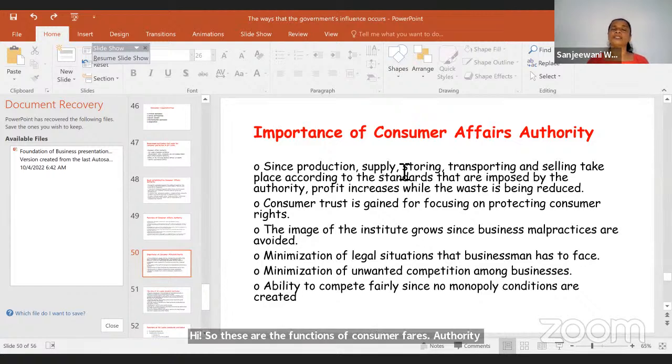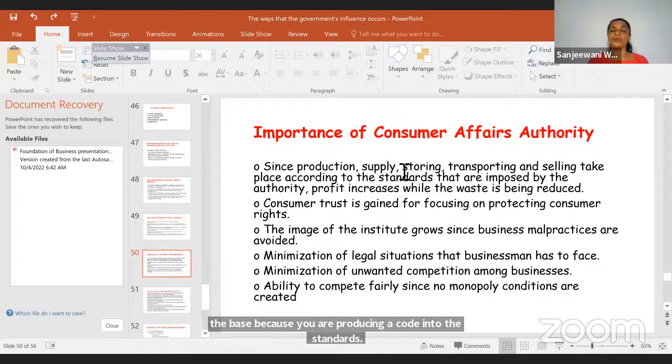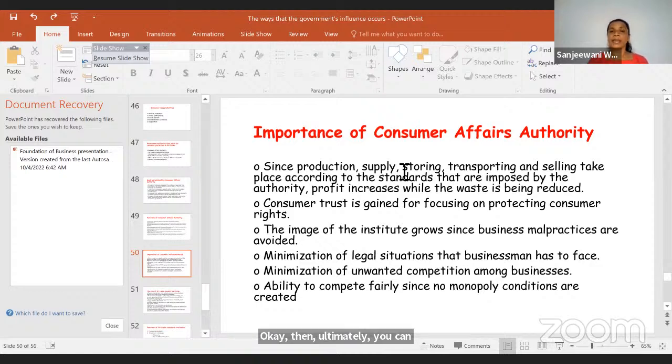Then why is the Consumer Affairs Authority important, children? Now, these are the importance of the Consumer Affairs Authority. Since production, supply, storing, transporting, and selling take place according to the standards imposed by the authority, profit will increase. Why? You can reduce the waste because you are producing according to the standards. Then ultimately you can catch hold of consumers' trust. And because you are protecting consumer rights, the image of the institute will grow, goodwill.